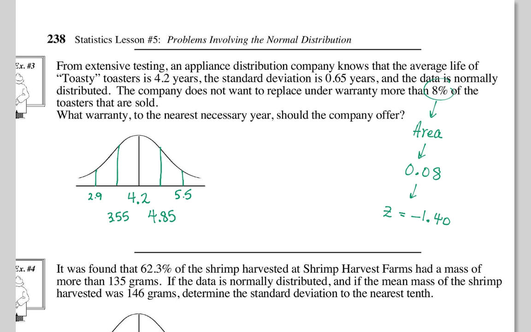Yeah, we're trying to find the z-score for this percentage of data. Because remember, the percentage lies inside the curve. So what z-score is for 0.08? I got negative 1.41 or negative 1.40. Either one of these is fine.